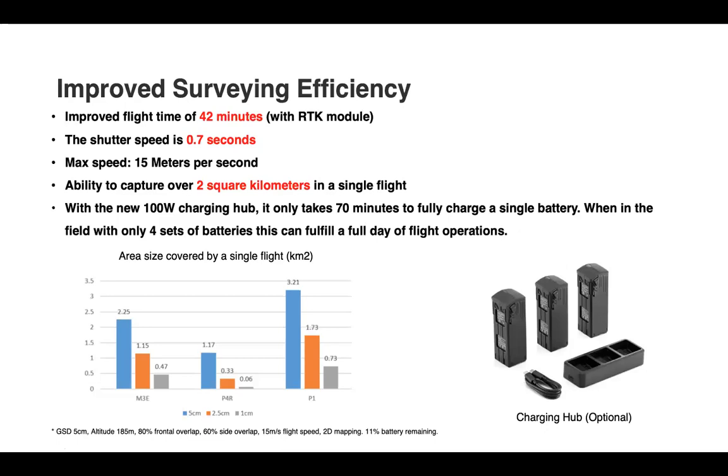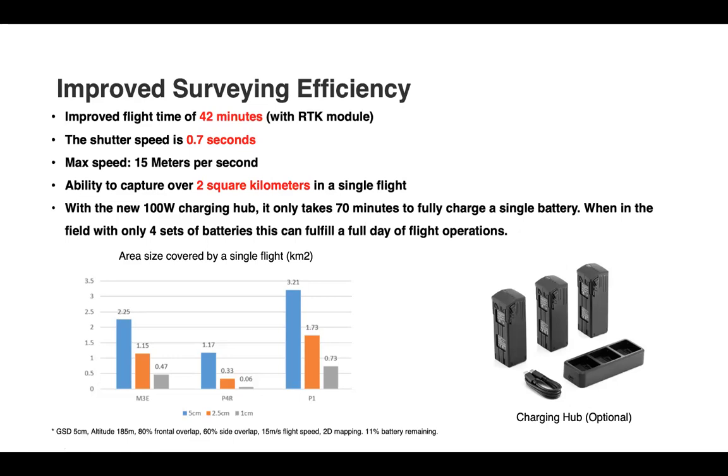Circling back to the Mavic 3E here, jumping a little more into the surveying efficiency. Obviously, if you want that centimeter level data, you'll probably be using the RTK module. Flight time with that RTK module has been improved to 42 minutes. A 0.7 second shutter speed allows you to fly at 15 meters per second during the mapping mission, with the ability to capture over 2 square kilometers in a single flight.